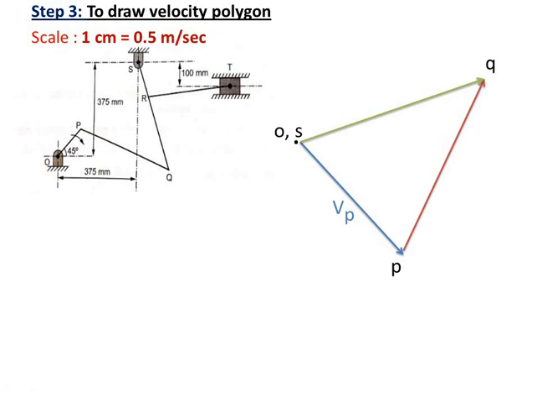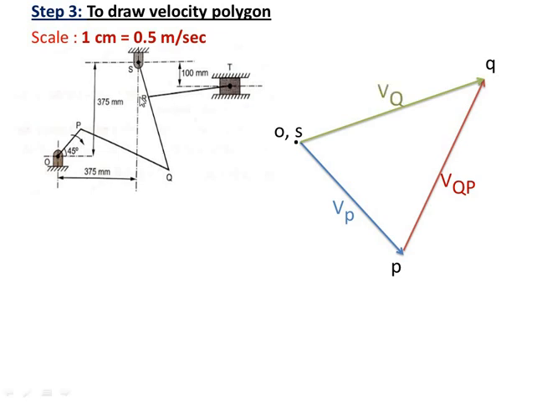Again I will repeat, we don't know the magnitudes of the velocity vectors of PQ and SQ, we know only the direction. So we will locate the velocity vector of PQ, we will locate the velocity vector of SQ, and the intersection of these two will give us point Q. So this is the velocity vector of PQ and this is the velocity vector of SQ. Now we have come up to the velocity vector of Q.